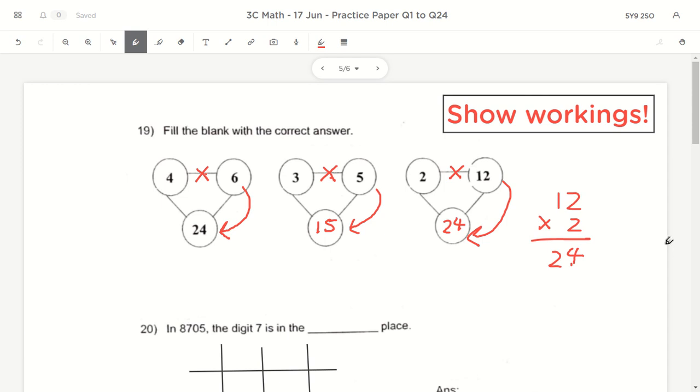So this is quite straightforward. All you need to do is find the pattern, and if you are better at times table, once you see the numbers, you know that they are connected by times table.